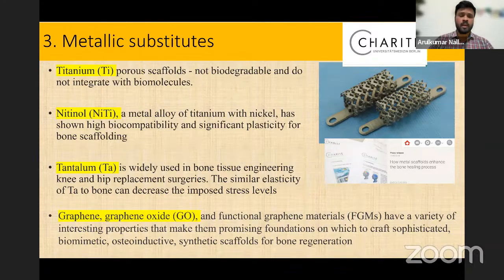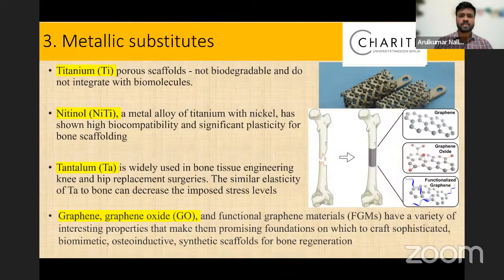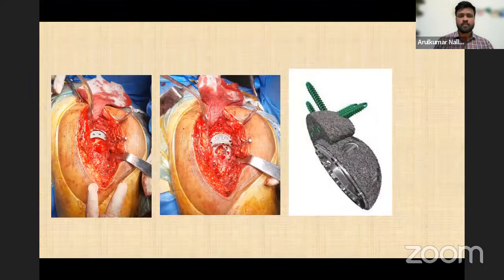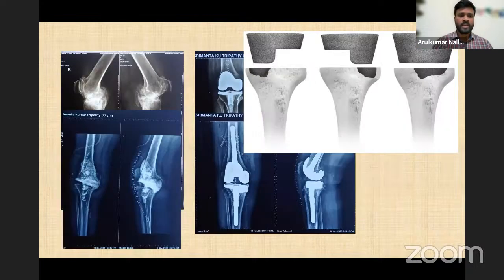These metals are high composite for making these cages and augments when we are dealing with reconstructive surgeries. So this is one example where we have a major defect in the posterior wall that can be augmented with these tantalum augments. And following a revision total knee arthroplasty, the major defect can be dealt with these metallic tantalum augments.